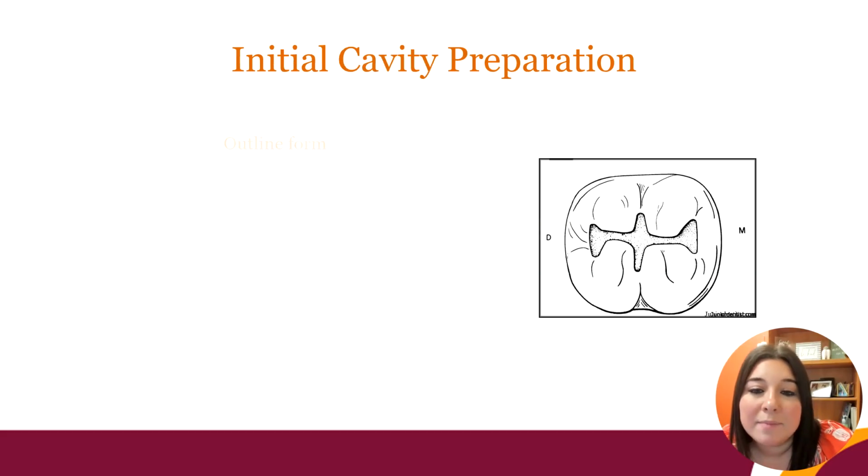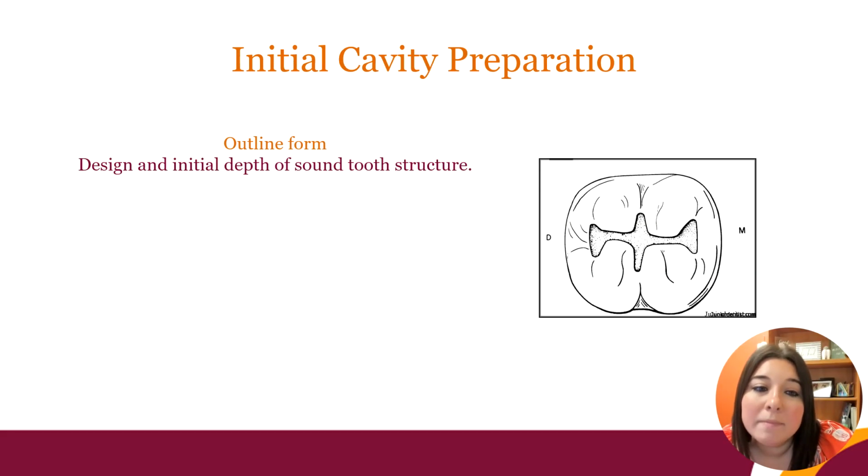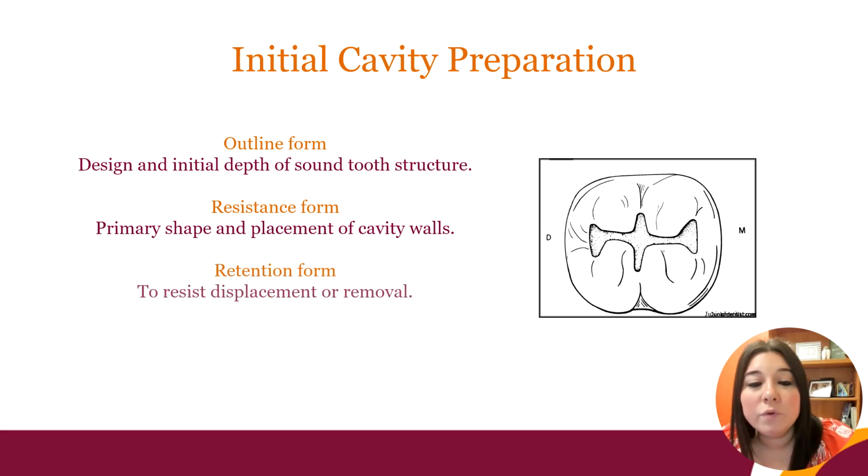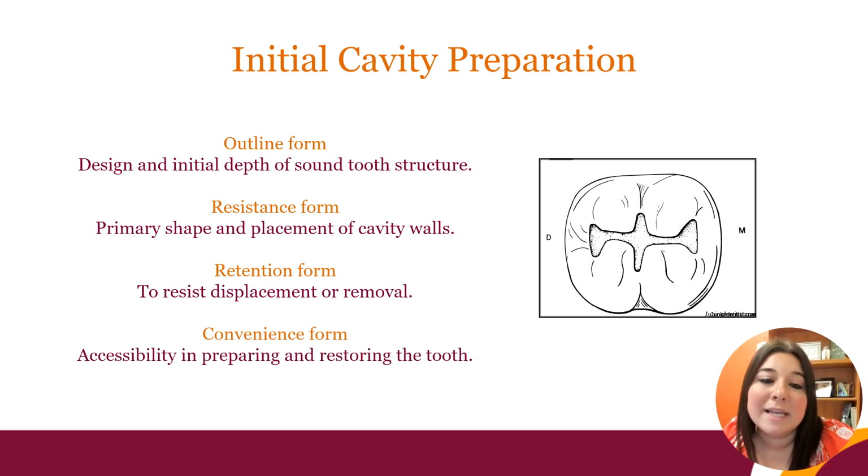So initial cavity preparation: outline form is the design and initial depth of sound tooth structure. Resistance form is the primary shape and placement of cavity walls. Retention form is to resist displacement or removal. Convenience form is accessibility in preparing and restoring the tooth.